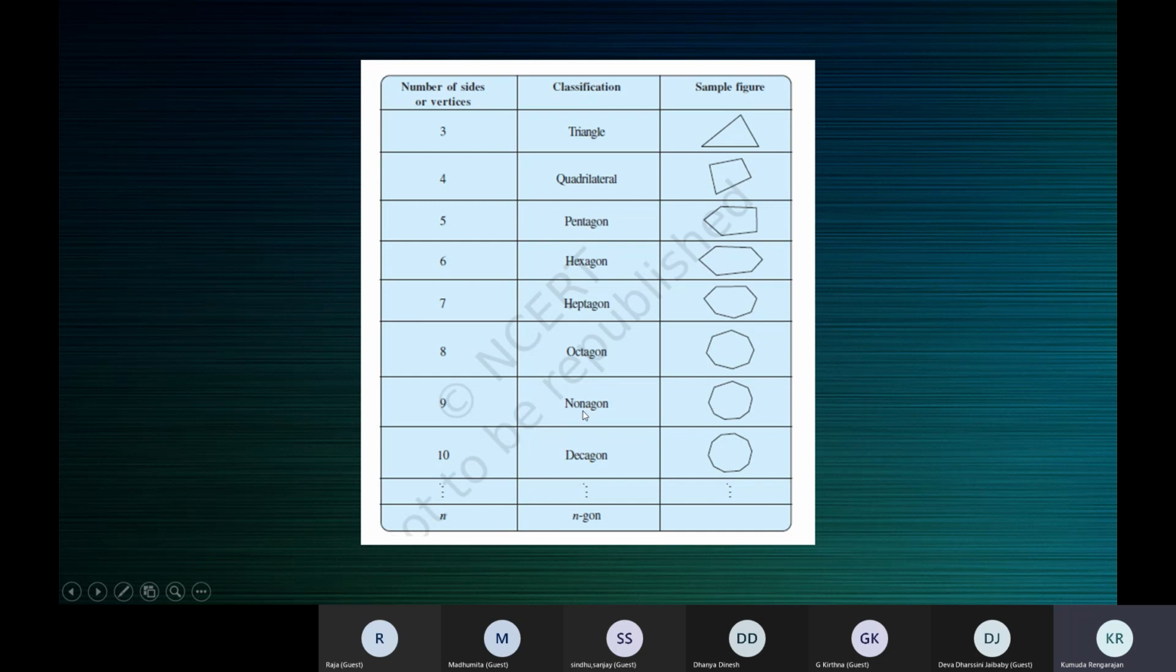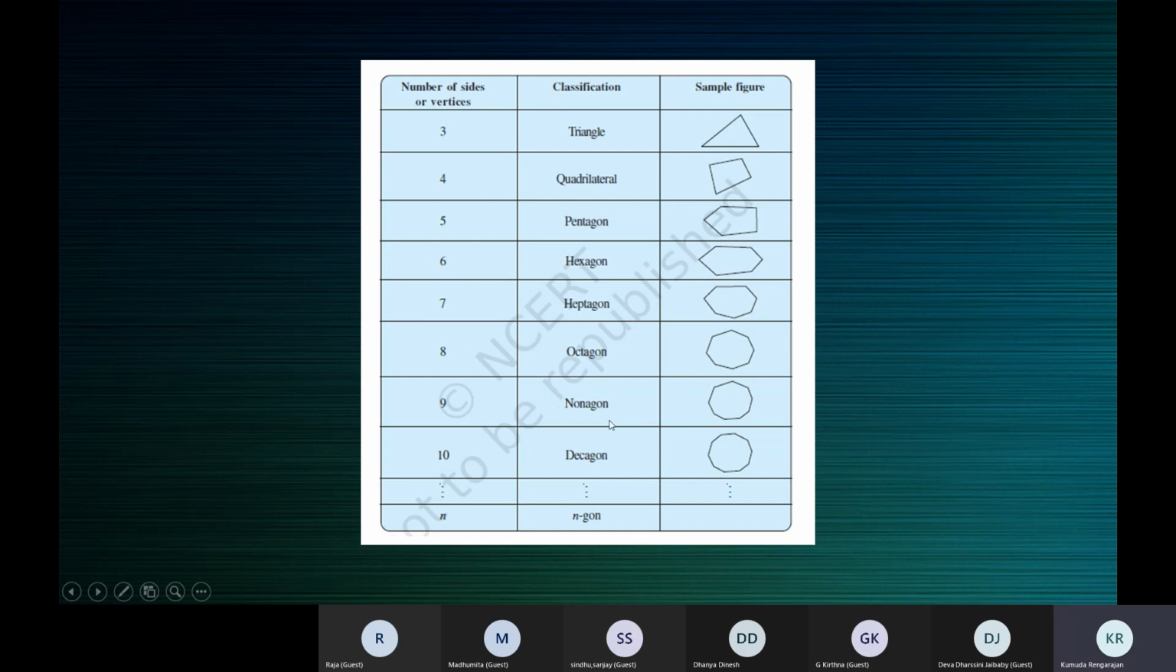9 sides, nonagon. I always clarify this, children. It's not nanogon. Every year, children get confused. They feel this term is misspelled here. It's not nanogon. Nano is different. Nano means very small.